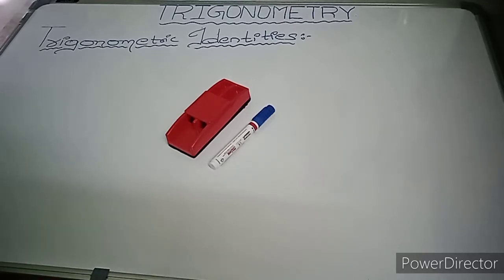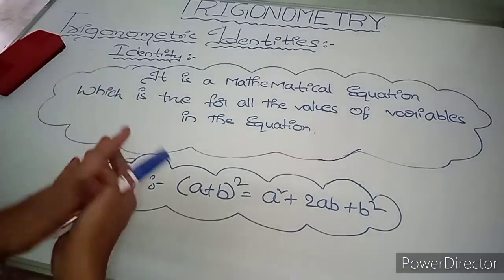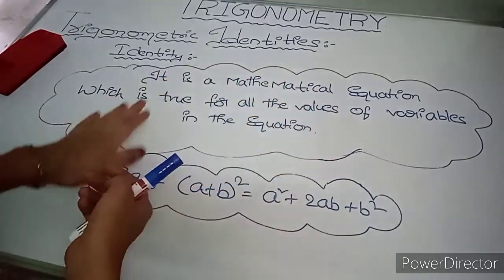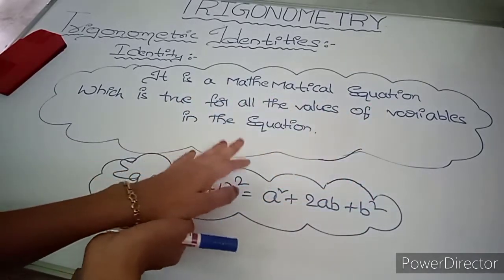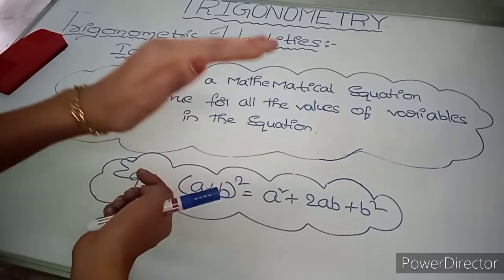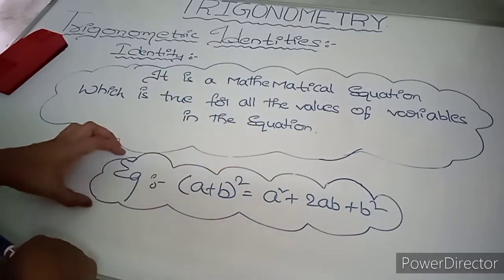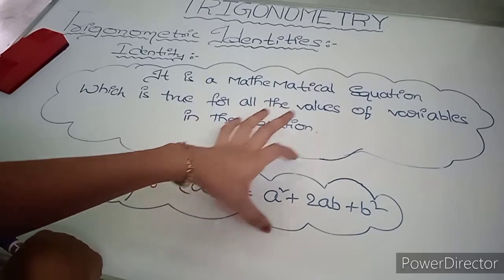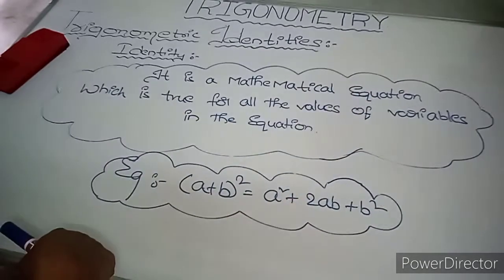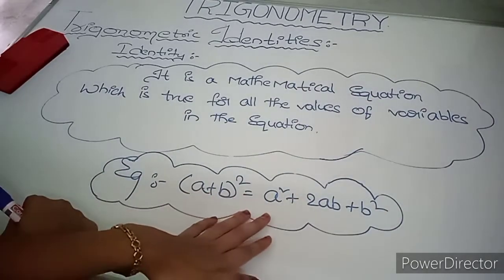What is an identity? Identity means it is a mathematical equation which is true for all the values of variables in the equation. For example, a plus b whole square is equal to a square plus b square plus 2ab is an equation, and it is also an identity.